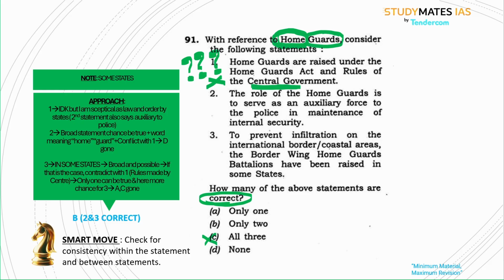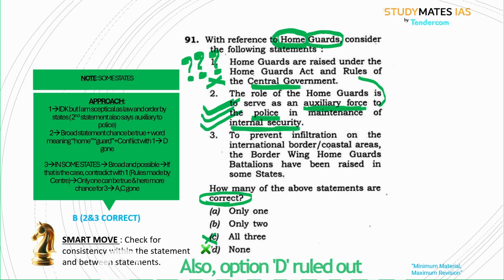Second, role of home guards to serve as an auxiliary force to police to maintain internal security. So it is a subsidiary or supportive force to state police. That is in direct contradiction with the first. First, we already know it has high chance to be wrong. Second, it is saying that it is auxiliary force to police, then this has more chance to be correct as police is under state government. Auxiliary force to police, more chance. Then to maintain internal security, internal thing, more chance.